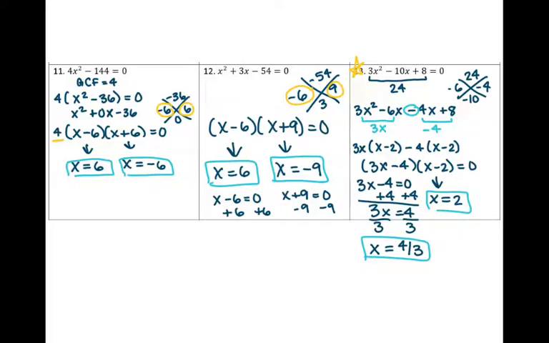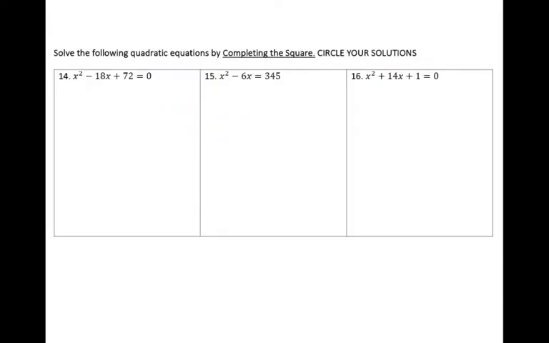Okay, so that was solving by factoring. Next up, solving by completing the square. Solving by completing the square is a totally different method. The first thing you always want to do is move your constant. So I'm going to start by subtracting 72 from both sides. As I rewrite, I'm going to insert some squares because it's called completing the square.